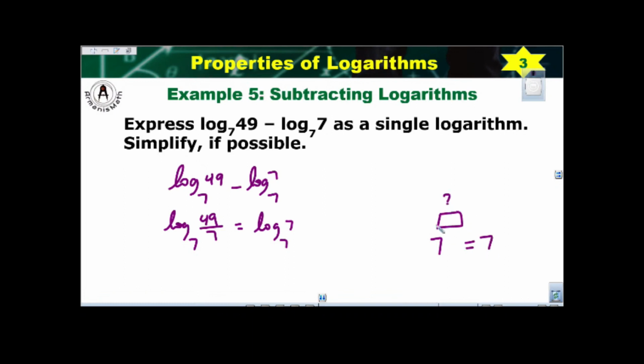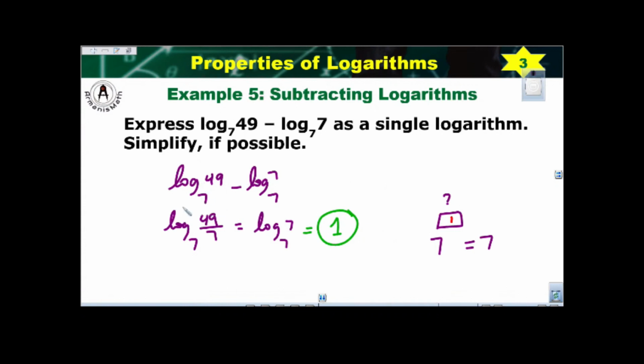Yep, exactly. That's going to be the 1. So 7 raised to the first power equals 1, which means the whole value for this is just a 1. There is a sneaky way behind the scene. I mean, you could also do a shortcut here.